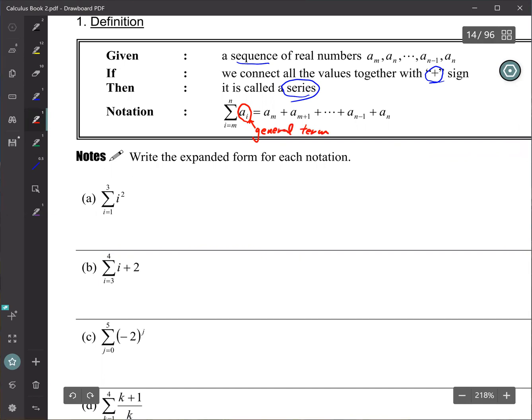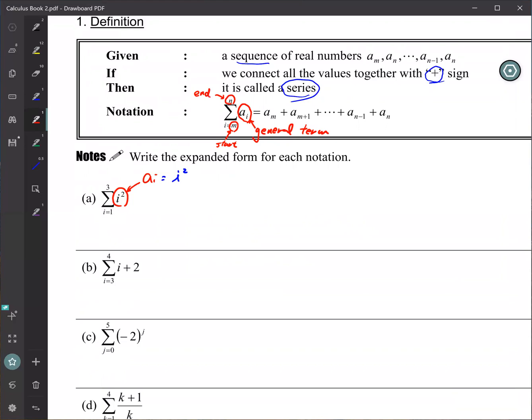And so a_i is like a formula. For example, the example down here, this is called the a_i. So a_i is i squared. It's a formula for finding different terms, and i can change. I will change from m. So the m is the starting number for i. And then on the top is the ending number for i.